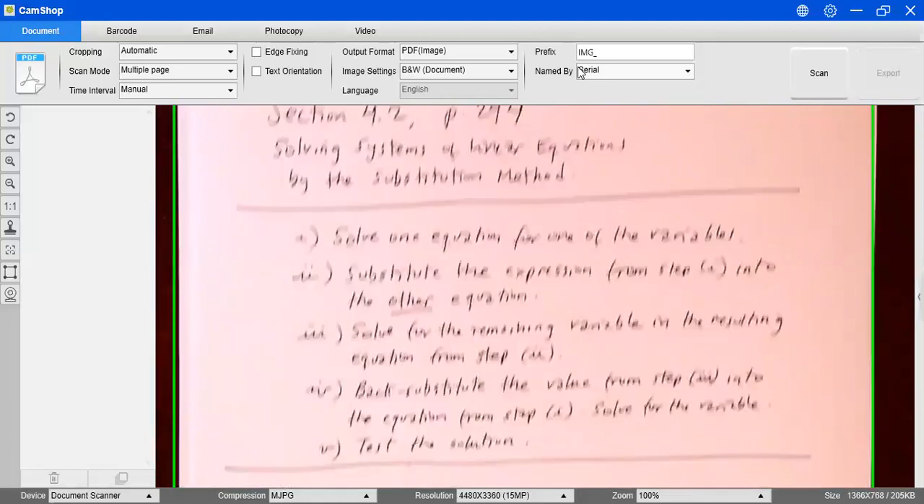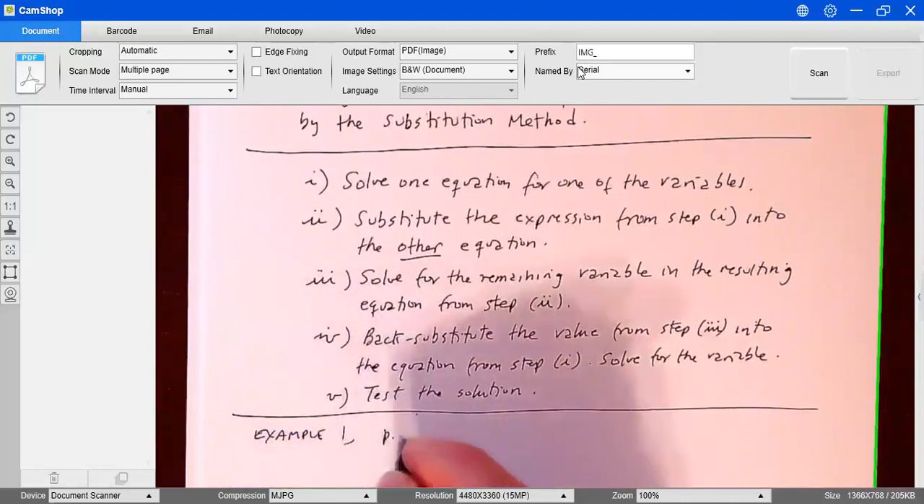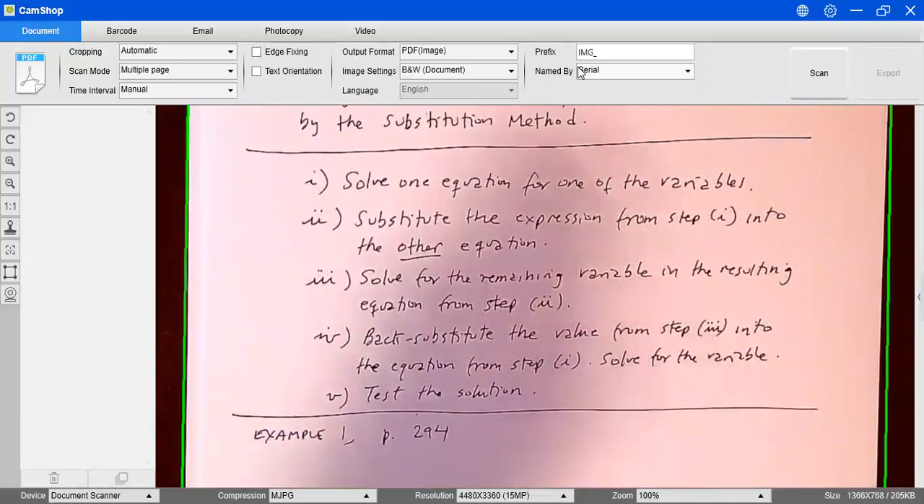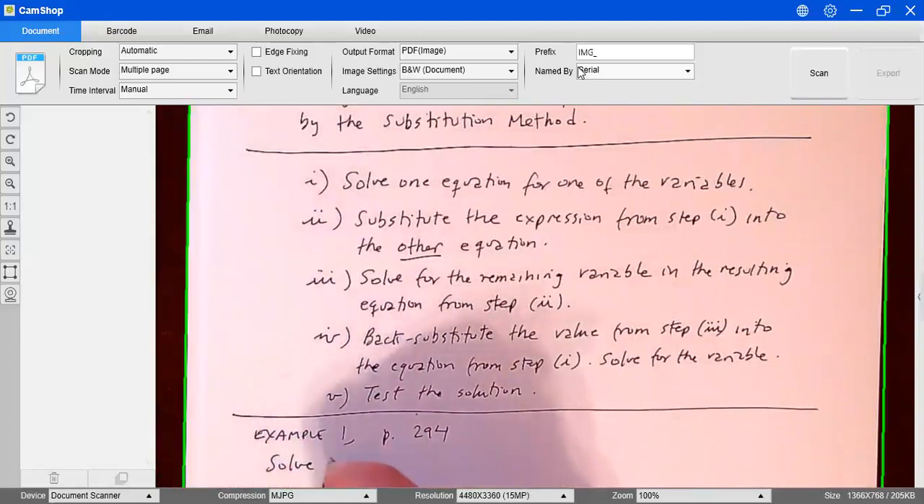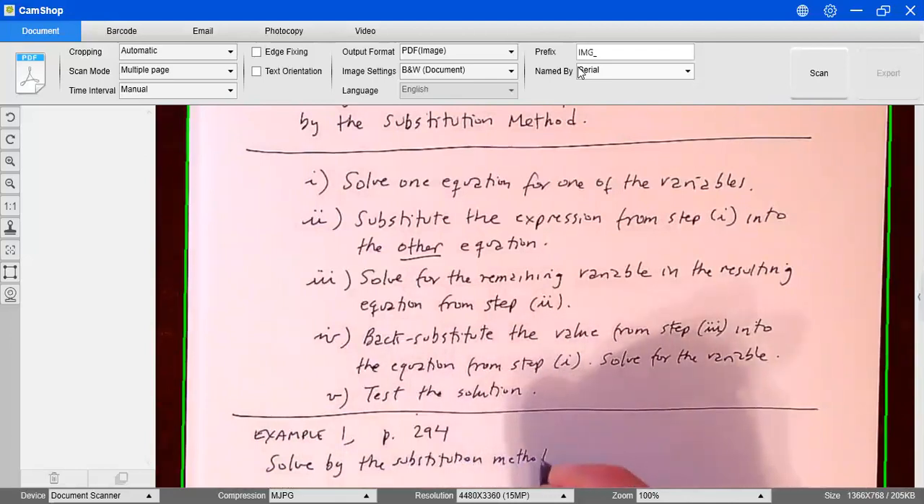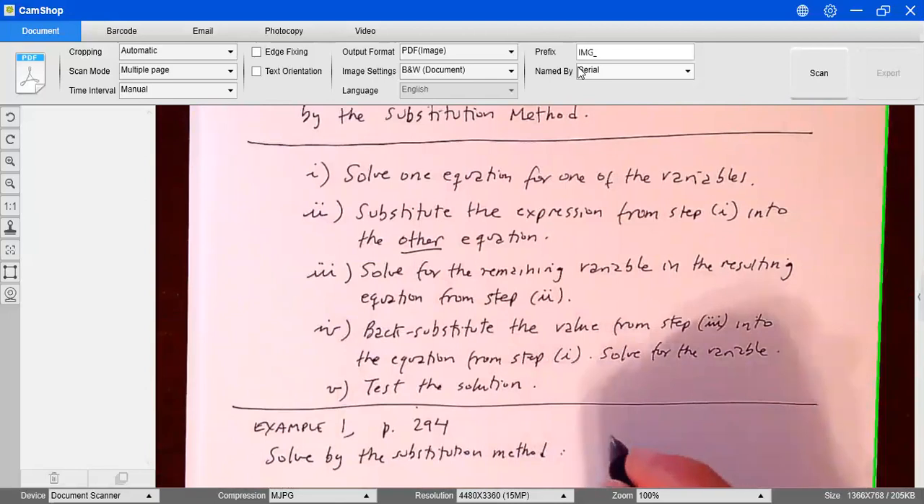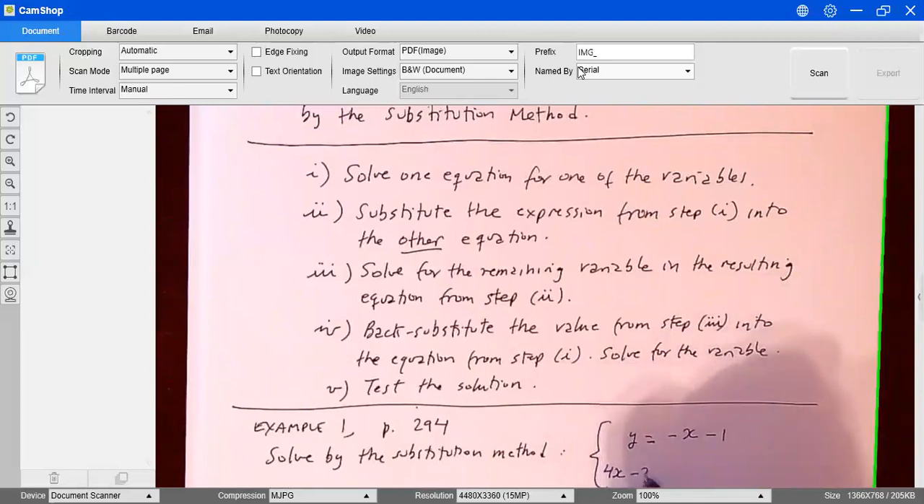So we're gonna start with example 1. I have here example 1 on page 294. So we're gonna solve by the substitution method, and the system is the following. So we have y equals negative x, negative 1, and 4x minus 3y equals 24.